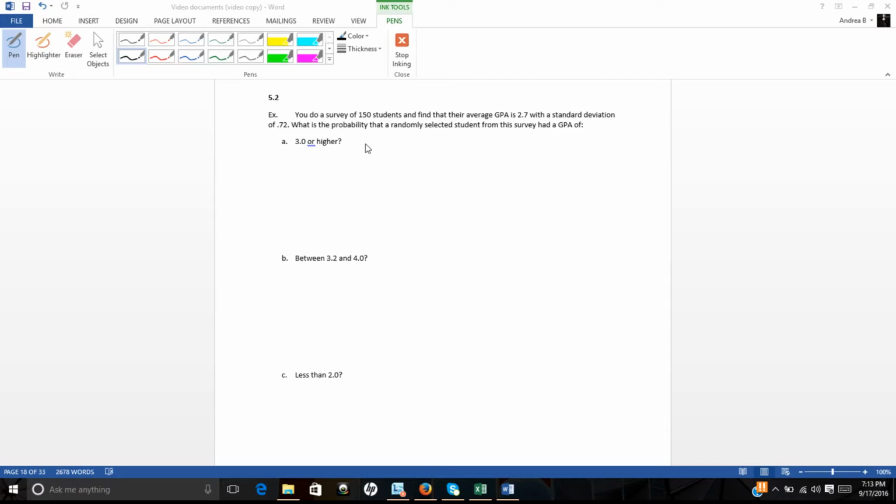So for these, what we want to do is first of all, go through and calculate out the z-score. So for our z, what we're going to have is our value, x as they write it in the book, which is 3.0. It's the number that you're trying to figure out the probability related to, minus the mean. So here that would be our average. Remember, average is another term for your mean, which is 2.7, divided by the standard deviation, and the standard deviation here was 0.72.